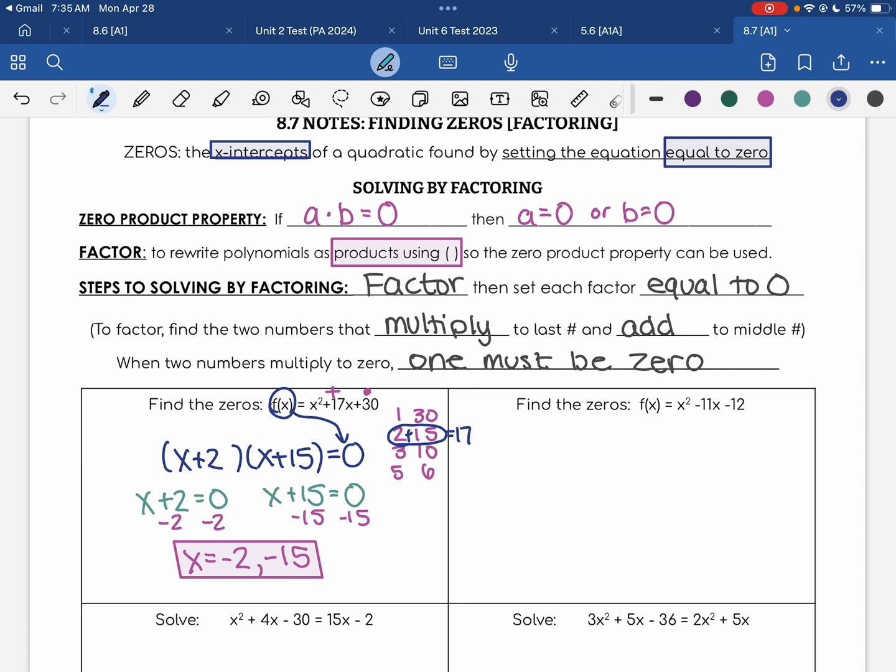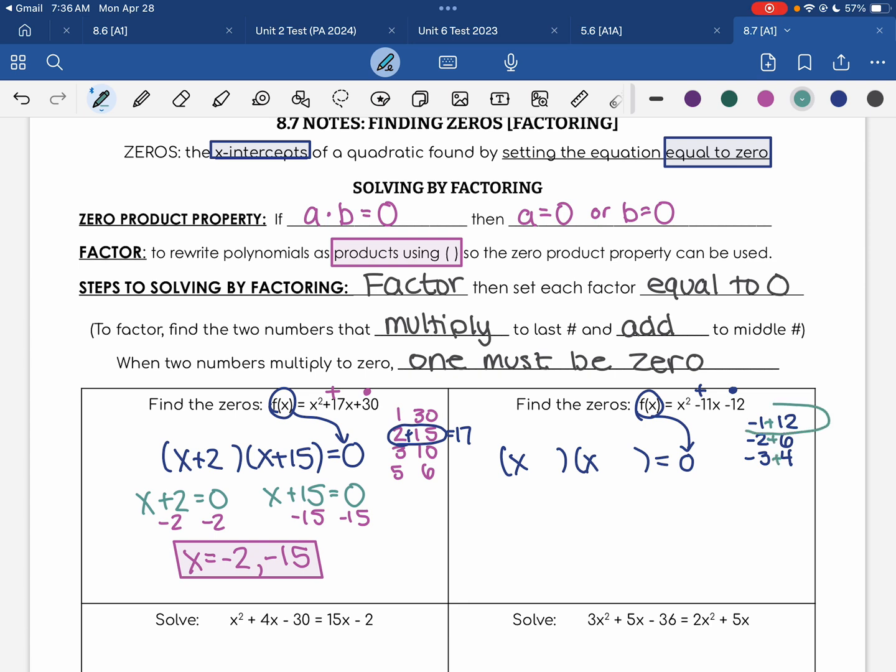All right. Finding the zeros of the next one, I'm going to go ahead and start this time by writing that 0 and setting up my parentheses so that I am ready to go. And then I need two numbers that add to negative 11 and multiply to negative 12. When they multiply to negative 12, one of them has to be negative. I usually just make the first one negative like this. Negative 1 times 12, negative 2 times 6, negative 3 times 4. And then I'm going to add them together to figure out which one equals negative 11.